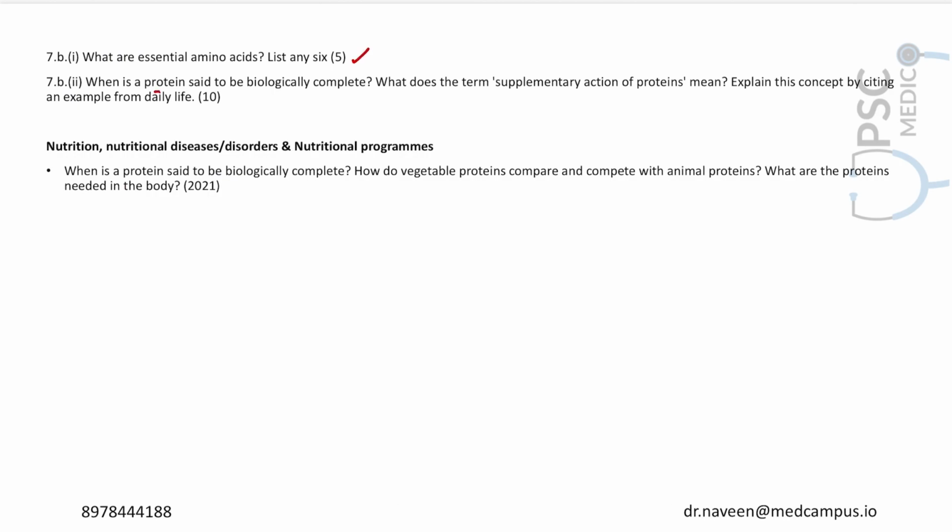Essential amino acids, list any 6. When is protein said to be a biologically complete protein? So this is a repeat, and this is easy. If you're also preparing for PG, you know, right? We also keep some mnemonics to remember the essential amino acids list. Okay, so these two parts are easy, 10 marks.